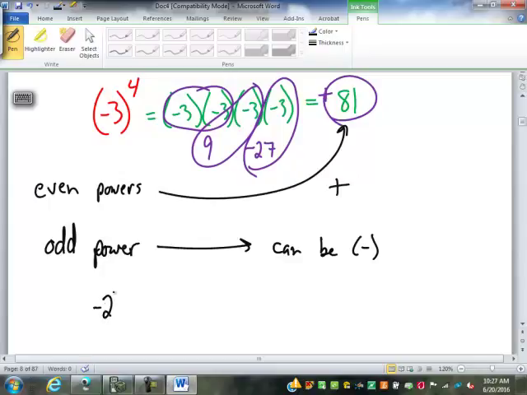So if I have a negative 2 to the power of 11, without punching that in, will that answer be positive or negative? Negative, because it's an odd power. Should be a negative 2048. Try that on your calculator, see if it comes out.